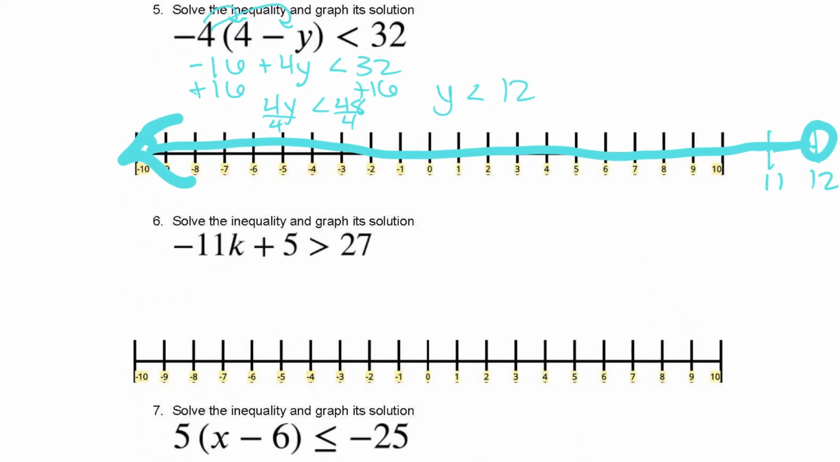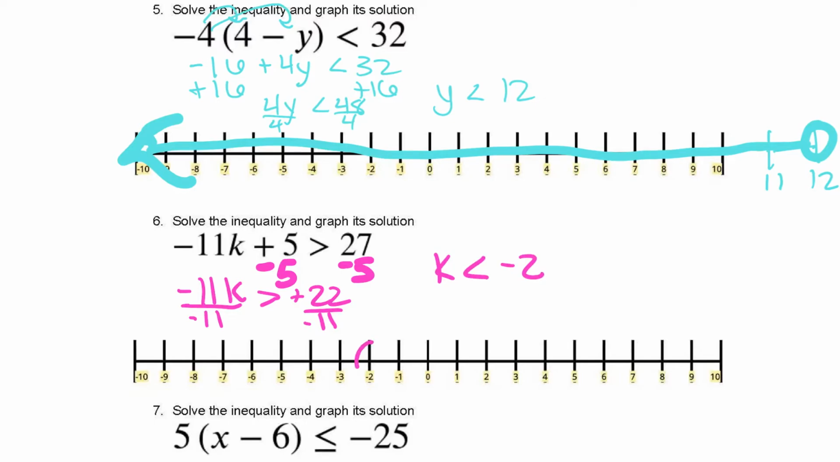So for question number 6, it says solve the inequality and graph its solution. I'm going to start by subtracting 5 from both sides. And so I get negative 11k is greater than positive 22. I'm going to divide each side by negative 11. And when I do that, I need to flip my inequality. So I'm left with k is less than negative 2. I'm going to draw an open circle and draw my number line all the way to the end.